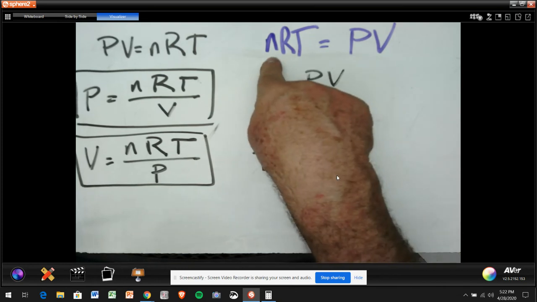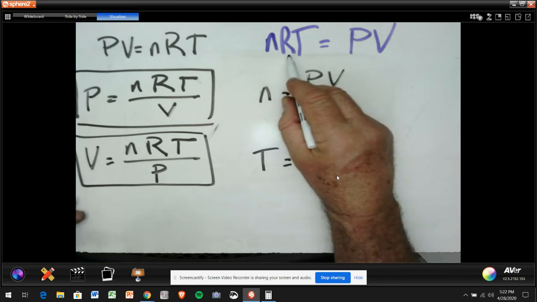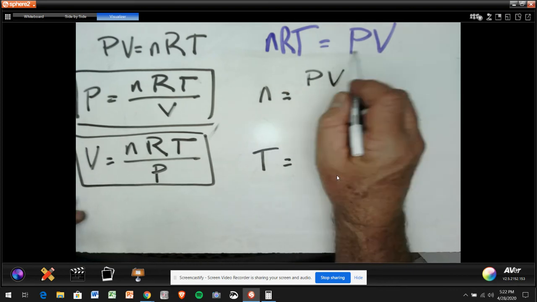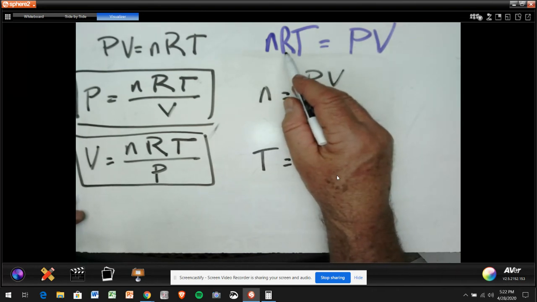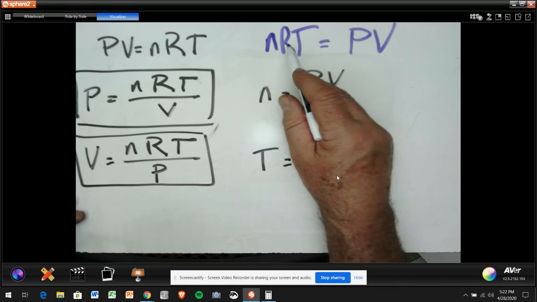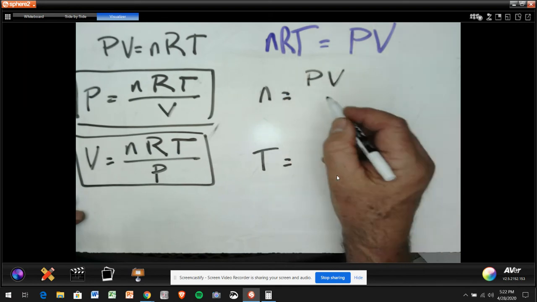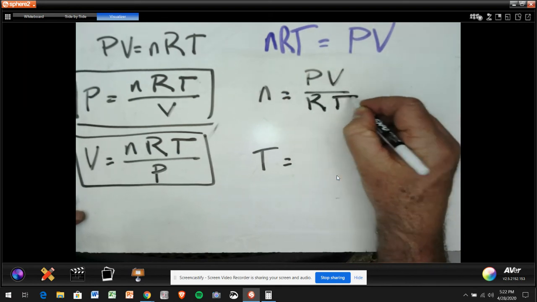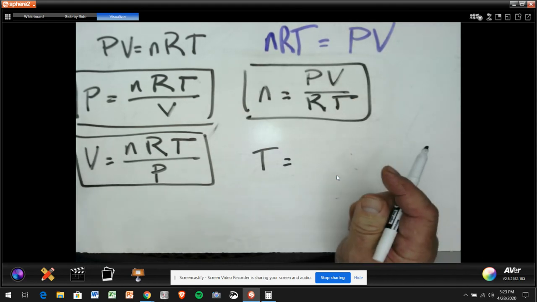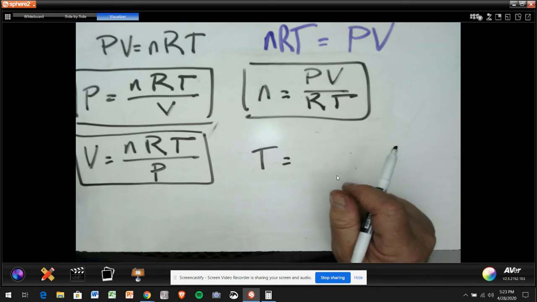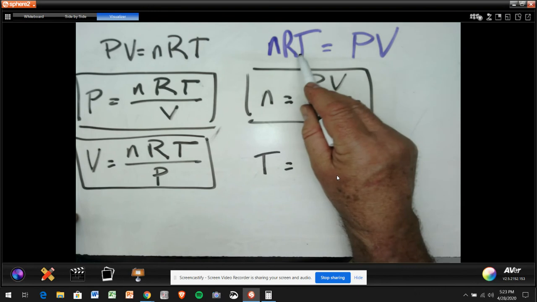So here's N. P and V are already on the other side. What do I have to do? I have to get R out of the left over to the right. I have to get T out of the left over to the right. So on the left-hand side, if I divide by R and I divide by T, then R and T will cancel on the left, but I divided by those two variables, so I have to do the same on the other side. And so now I have a third variation of the ideal gas law rearranged to solve for n.